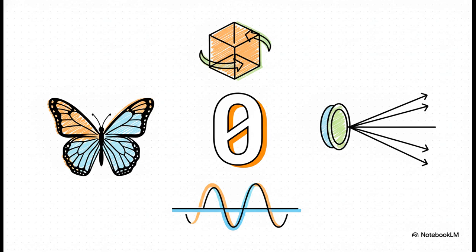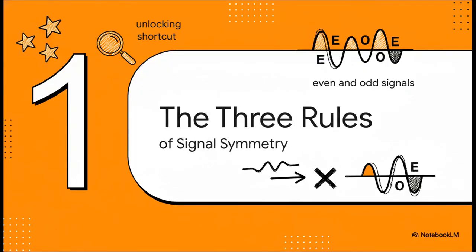So how on earth is that possible? Well, it's not magic. It's something way cooler. It's the power of mathematics. And the secret, the key to all of this, is understanding what we call signal symmetry. And you know what? To unlock this incredible shortcut, you only need to master 3 really simple rules. That's it. Just 3 rules that tell you how even and odd signals behave when you multiply them together.